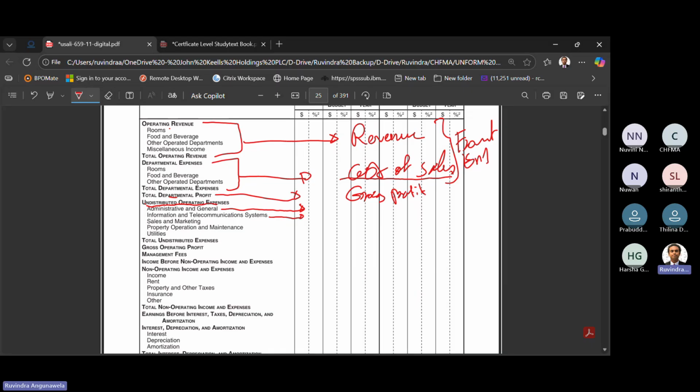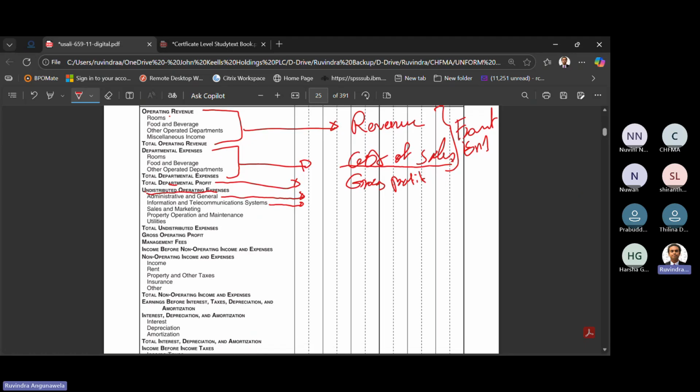Don't worry. In the coming weeks, we will do a deep dive into each line item and understand what are the specific things that are included in these line items. Okay, don't worry too much. So today the objective is just to show you the face of the P&L. Then we have sales and marketing expenses, the expenses incurred for marketing and promotion. Then we have property operation and maintenance.